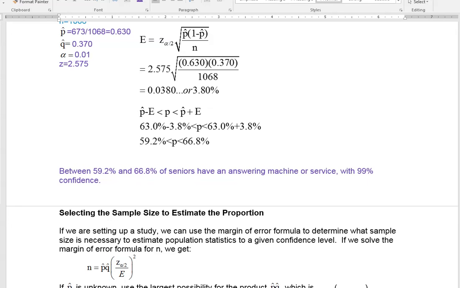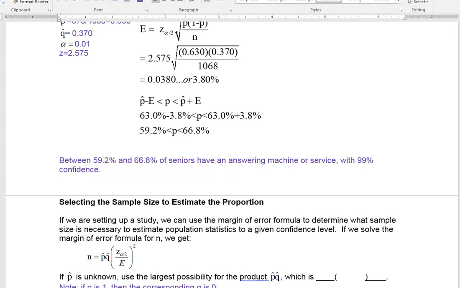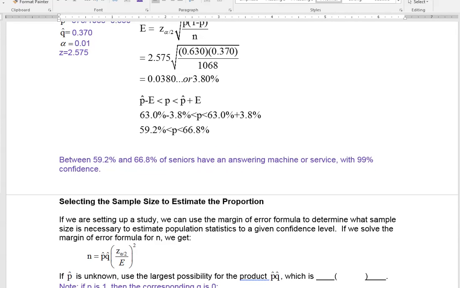So that p hat and q hat we might get from a smaller study, we might get from previous data at a different time and say we think it's still going to be close. But sometimes we really have nothing to go on. So then, if it's completely unknown, we use the largest possible product for p hat q hat.